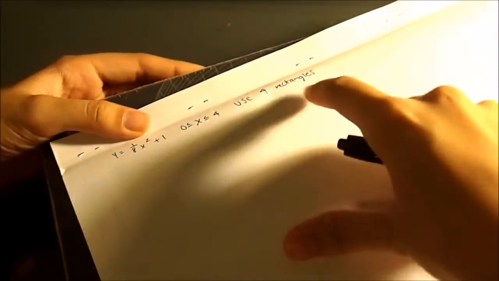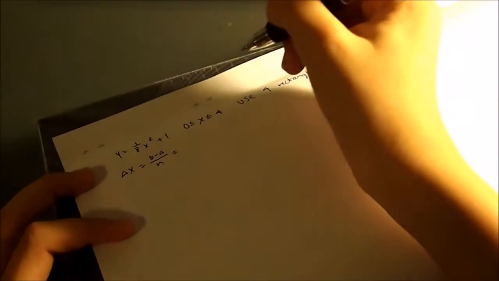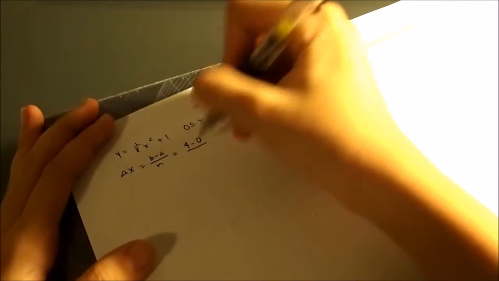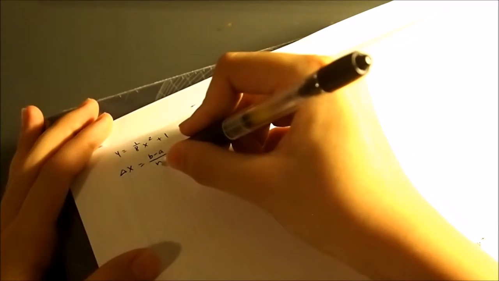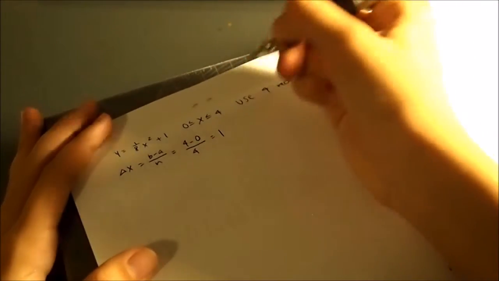So the first step you need to do is find delta x, c sub i, and f of c sub i, those three things. So delta x is equal to b minus a over n, and the b in this is 4 minus 0 over n, where n is the number of rectangles, and that's 4. So 4 over 4, which is 1.